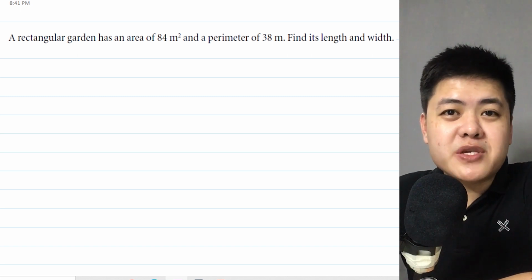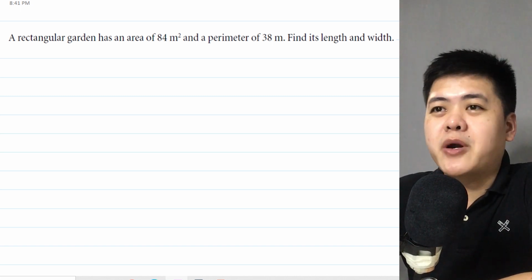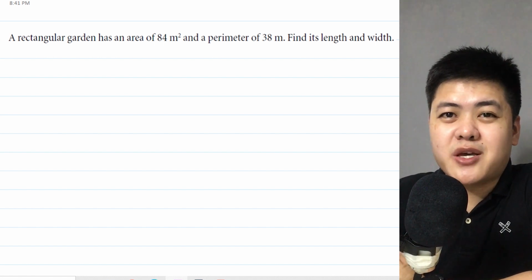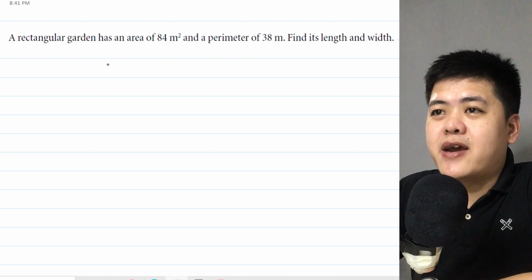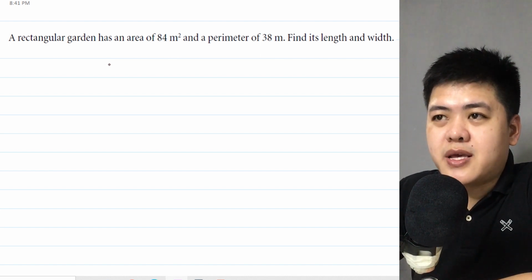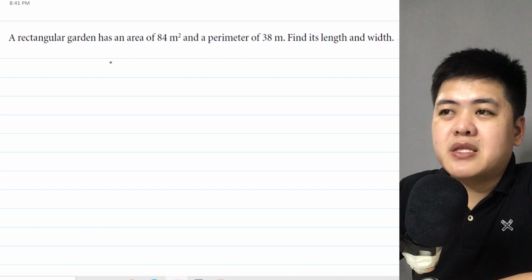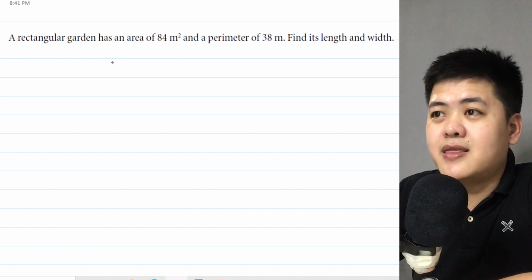Okay, in this video, we will be solving problems related to quadratic equations, or problems na quadratic equation yung pinaka-equation na kailangan mong i-solve para ma-solve yung problem. A rectangular garden has an area of 84 meters squared and a perimeter of 38 meters. Find its length and width.